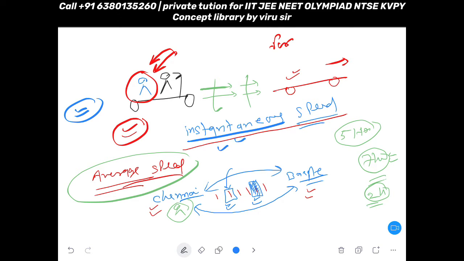So that will again be your instantaneous speed. Actually, in real life, what you experience is your instantaneous speed. Every time, whatever speed you are experiencing, that is your instantaneous speed. But what is your average speed?